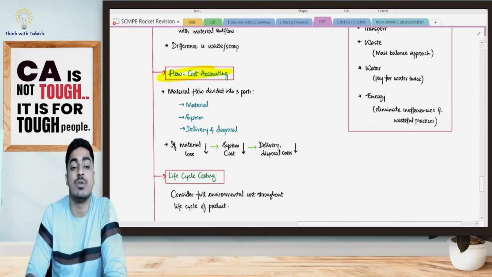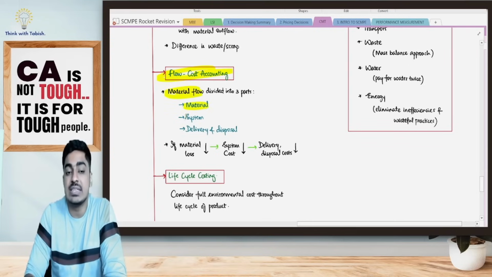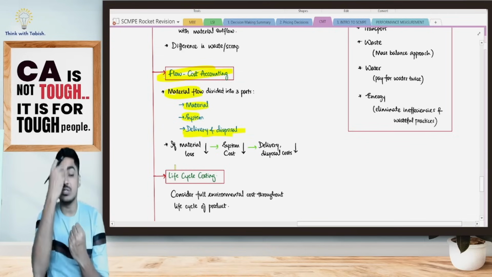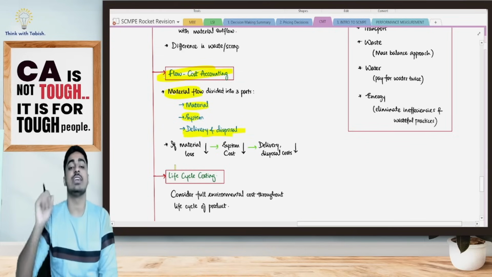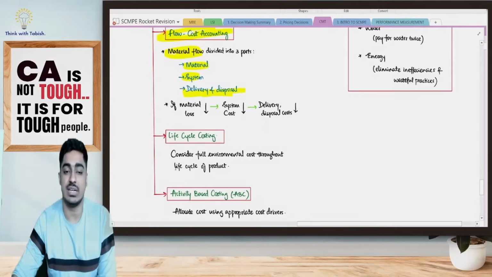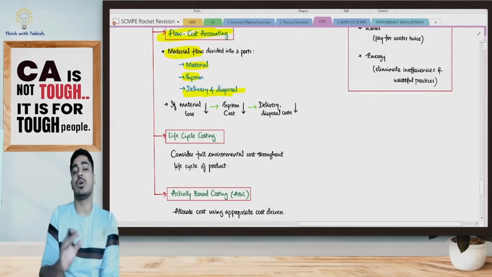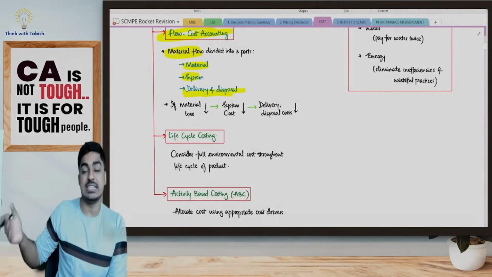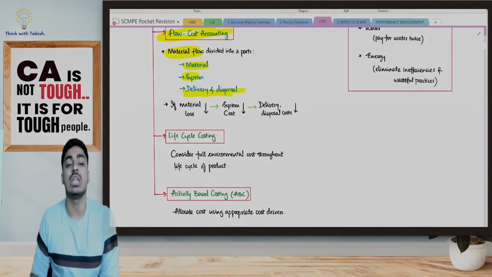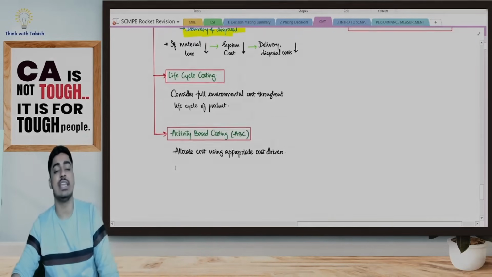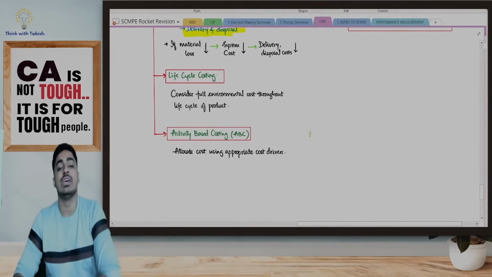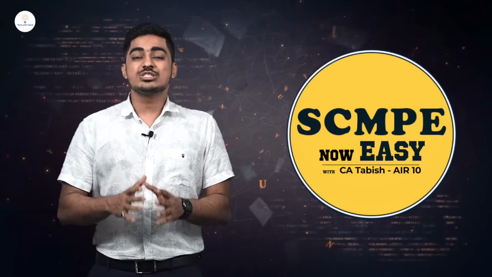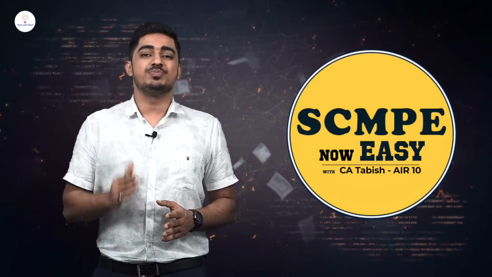This is telling material flow is divided into three parts: material, system, delivery and disposal. If your material loss gets reduced, automatically your system cost gets reduced, your delivery as well as disposal cost also gets reduced. Is it clear? Life cycle costing is telling your environmental cost is distributed throughout the life cycle of the product, so that if you're coming up with any changes, any improvements, that is going to benefit the overall life cycle. Activity based costing is telling distribute the cost properly using appropriate cost rates. Is it clear?